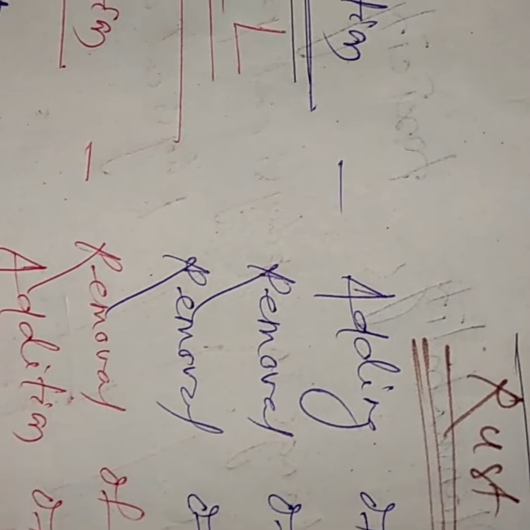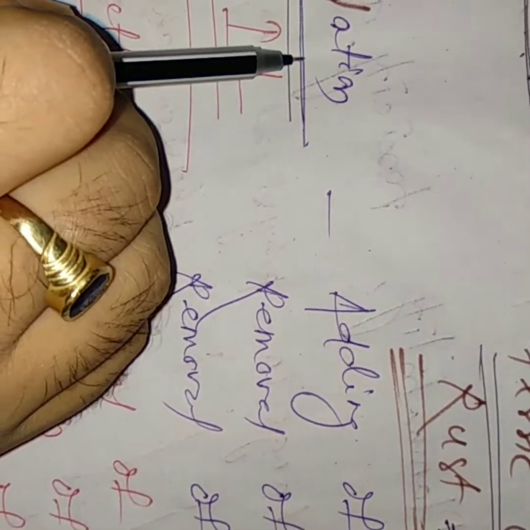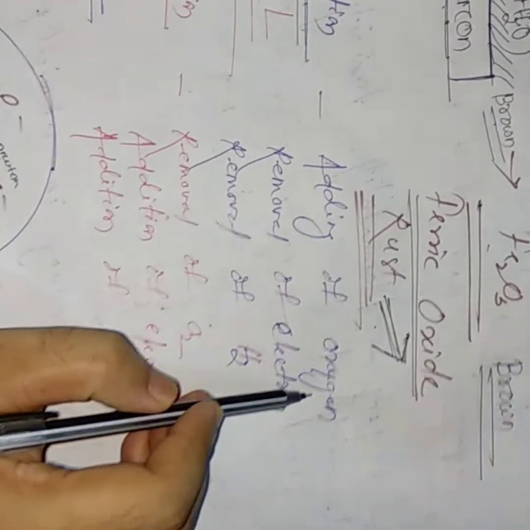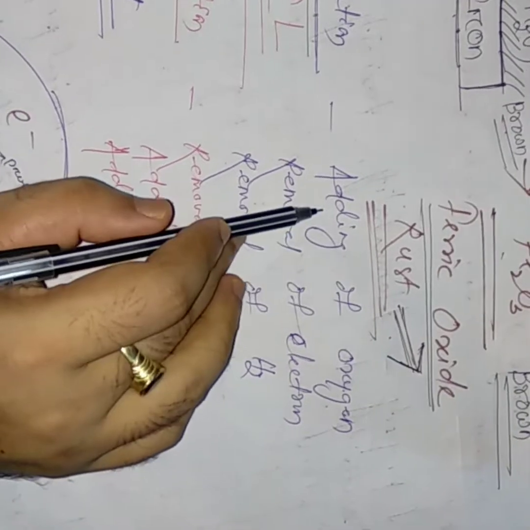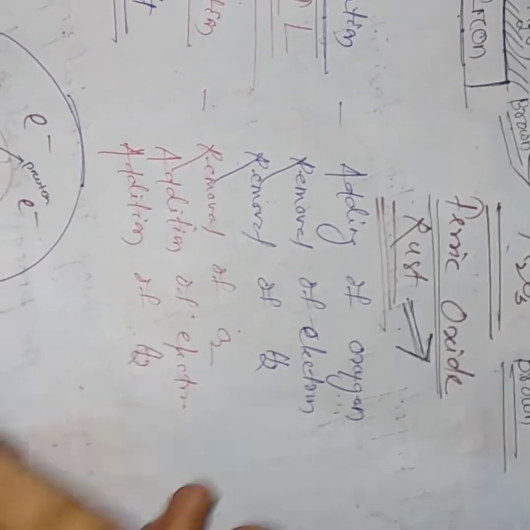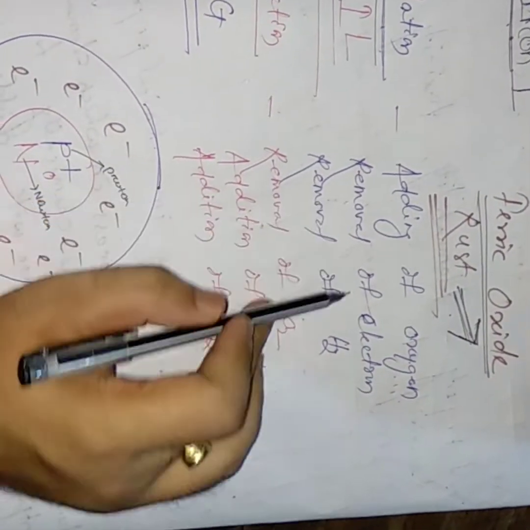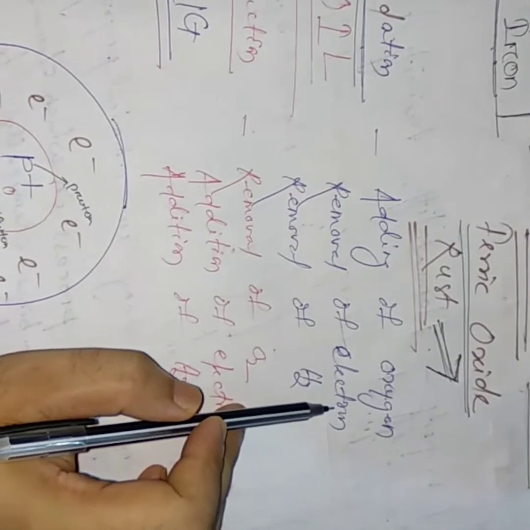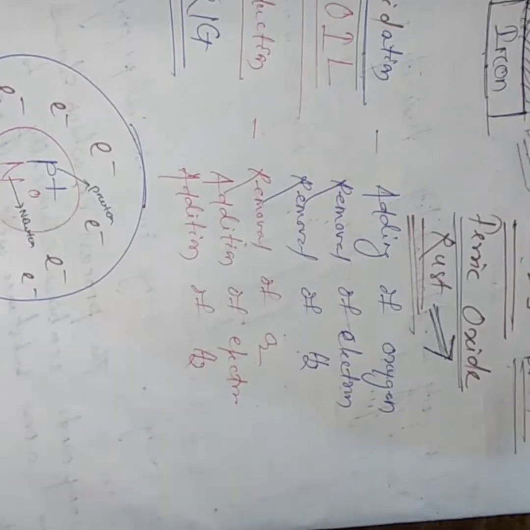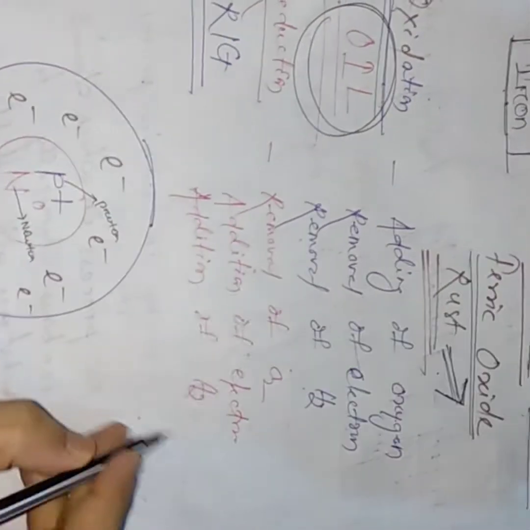So what is oxidation? Oxidation is a type of chemical reaction in which oxygen is added to the reactant. Addition of oxygen to the reactant is known as oxidation, and it also has other definitions. Removal of electrons is also known as oxidation. Removal of hydrogen is also known as oxidation. So there is a trick to remember oxidation, and that is OIL, oil.